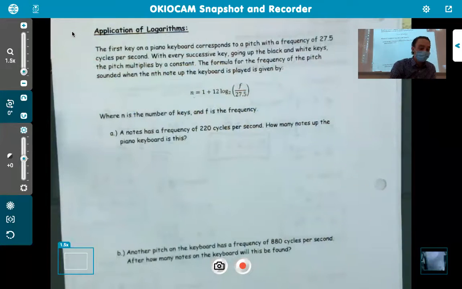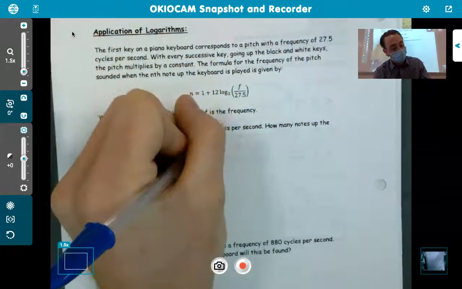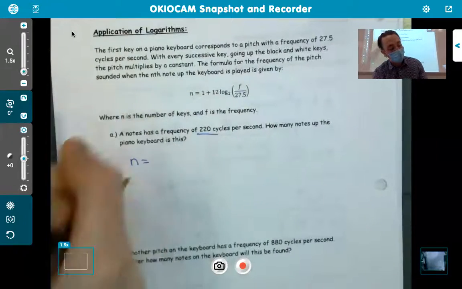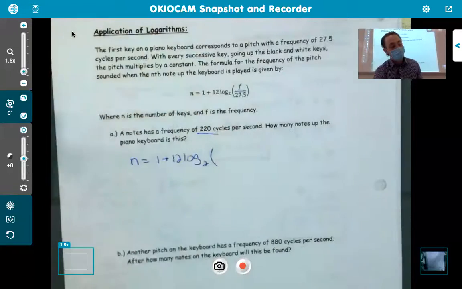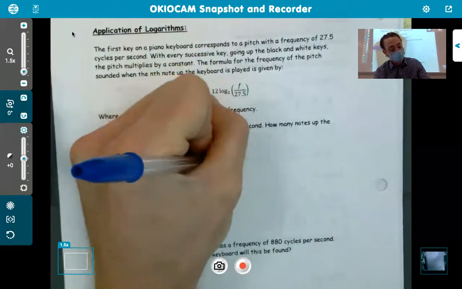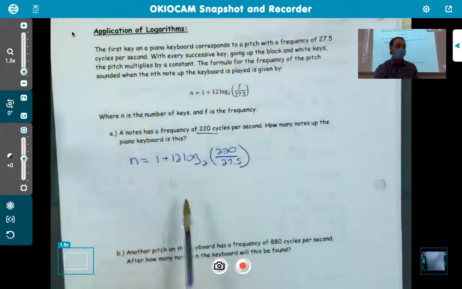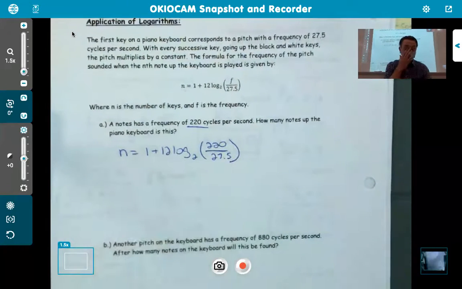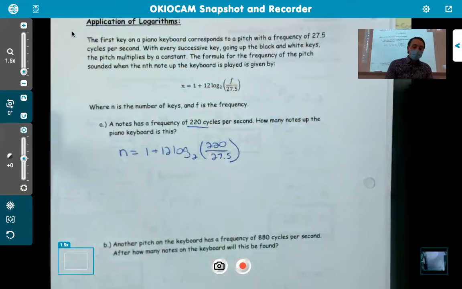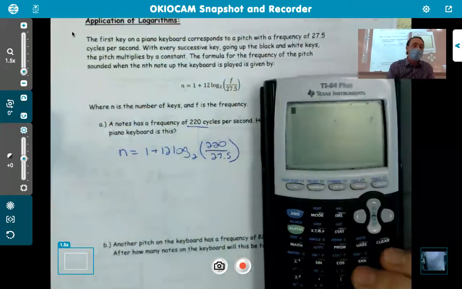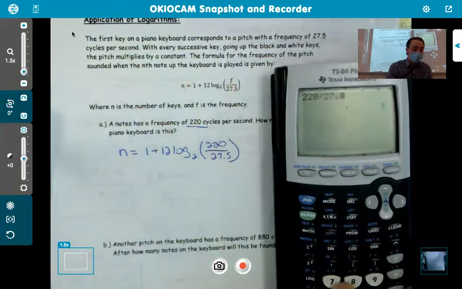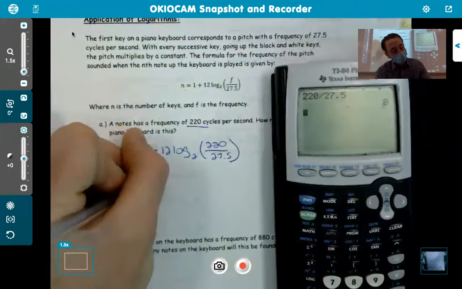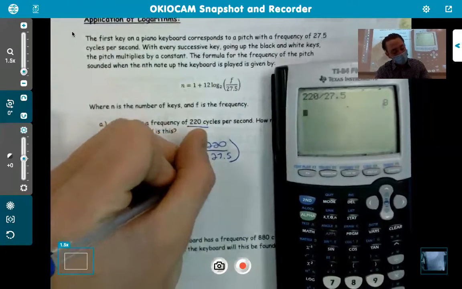All right, so here's what we're going to do. We're going to take this number, the 220, and plug this in for f, and find out what note on this piano we are at. When we plug this in, we're solving for n, because notice that's the only variable that we have left over. I'll pull up my calculator here so we can all follow along. If I do 220 divided by 27.5, I get 8. So this next line is going to be 1 plus 12 log base 2 of 8.